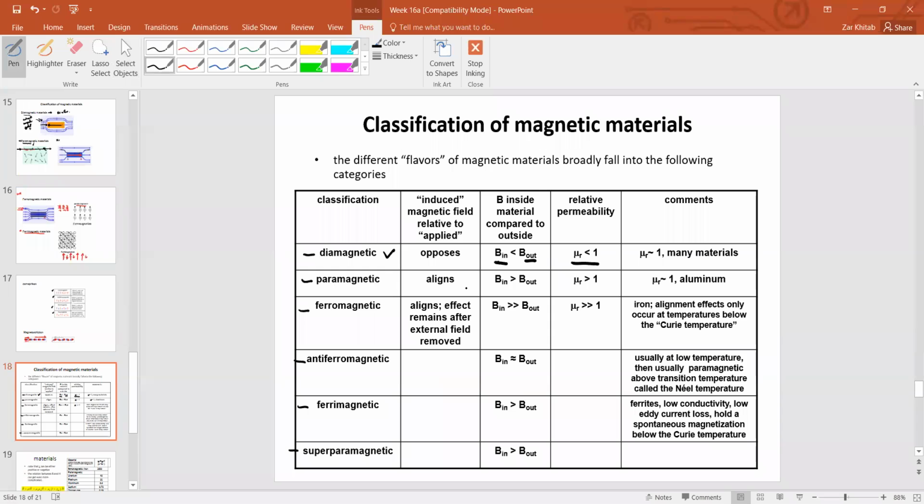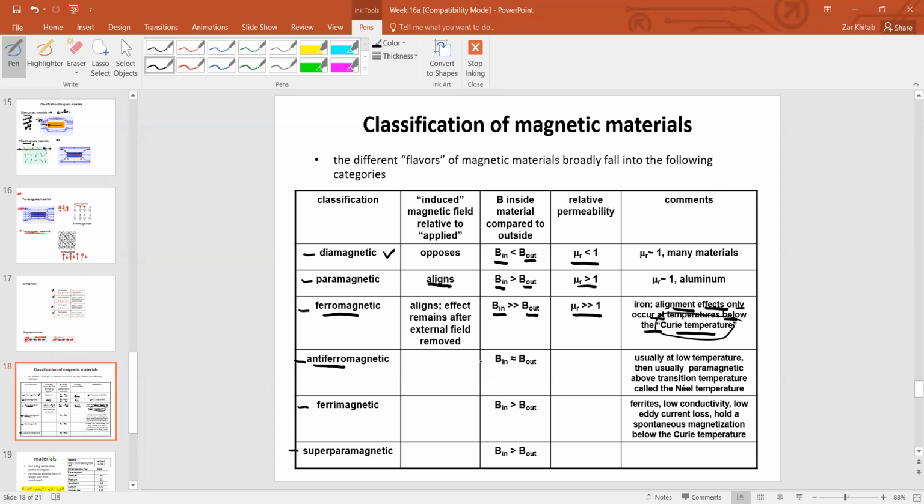And see, in the paramagnetic materials, they try to align themselves. B inside is a little bit greater than B outside. Mu r is a little bit higher than 1, right? In the ferromagnetic material, B inside is very, very large in comparison to B outside. So mu r is very large. They align themselves to the external field. This alignment effect only occurs at a temperature below the Curie temperature. Curie temperature is the temperature above which the material will lose magnetism.